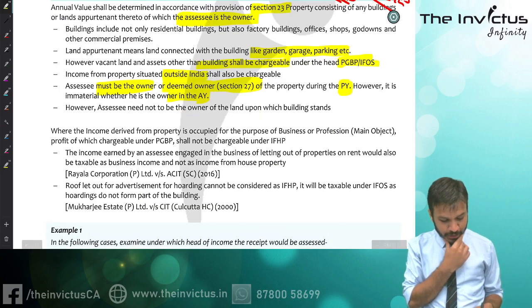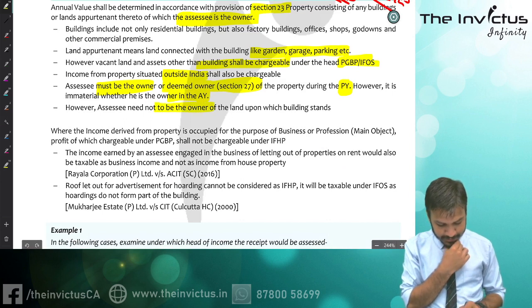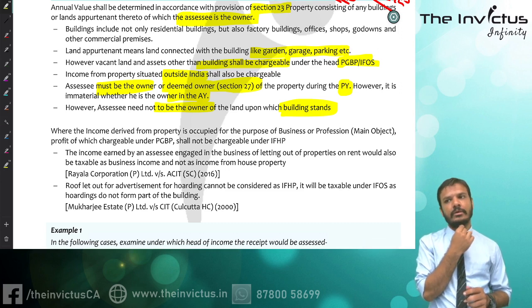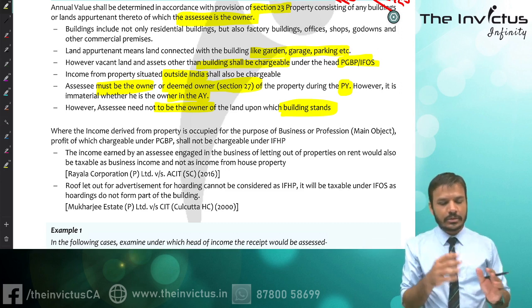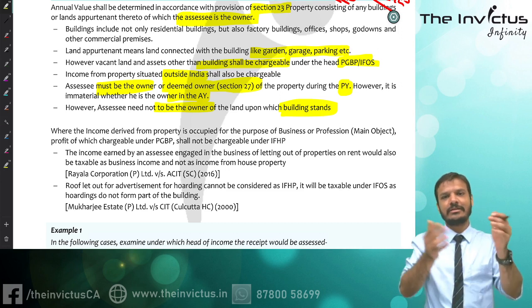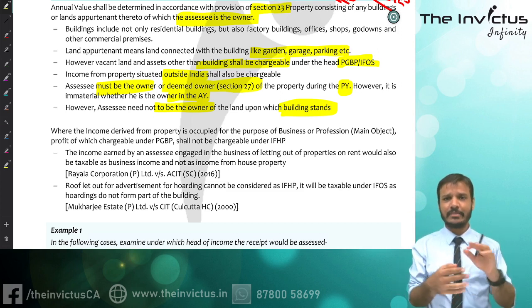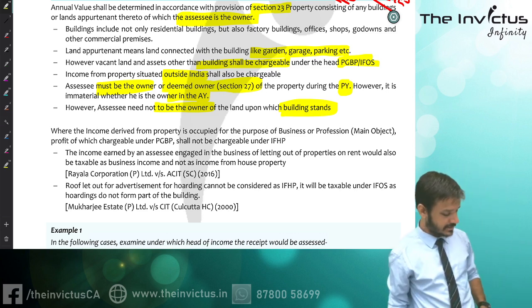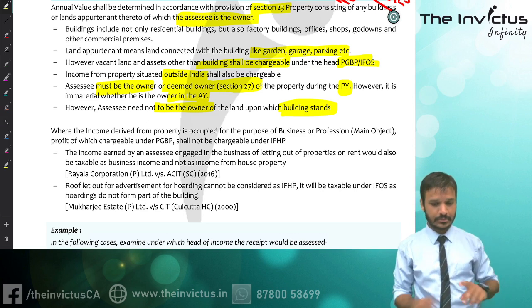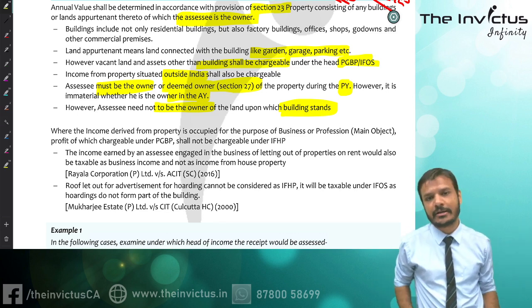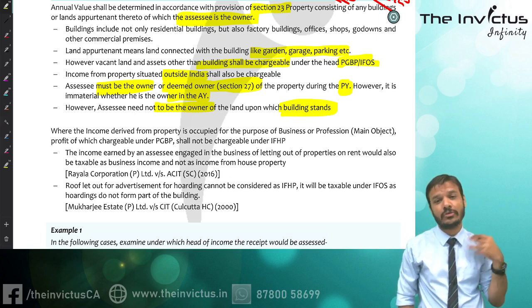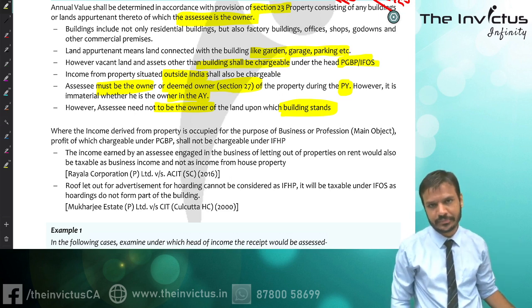However, the assessee need not be the owner of the land upon which the building stands. For example, I have taken a land on a leasehold basis, I am constructing the building on that, and I am letting out the building. Then in that case, income can be taxable under the head income from house property, right? So it is not necessary that I must be the owner of the land also. If I am the owner of the building, I have constructed the building, it is sufficient for me, right?